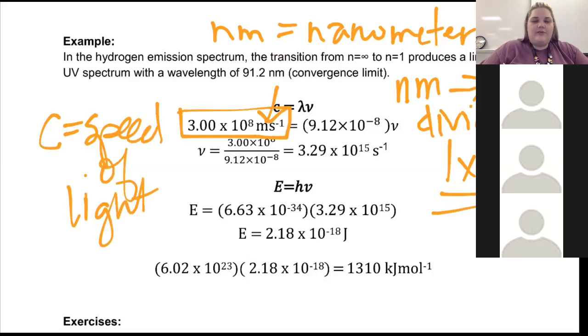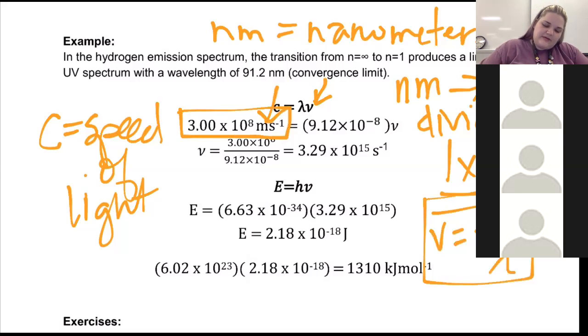I need to rearrange this equation because I'm trying to solve for this frequency right here. When I want to solve for frequency using this equation, frequency is going to be the speed of light divided by the wavelength. So you can rewrite the equation like this to solve for frequency. Then it's just a matter of plugging your numbers in, which is what they did. They have the speed of light on top, that 3 times 10 to the 8th, and the wavelength that's already been converted to meters is on the bottom.